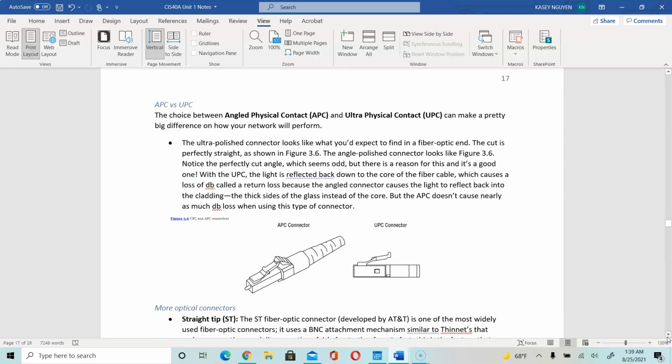So the ultra polished connector would then be utilized. So for example, the angle polish connector that's shown there won't be suitable for the angle cut. So you would have to use UPC. So here it talks about how the light is reflected back to the core of the fiber, which causes loss in dB. Okay.